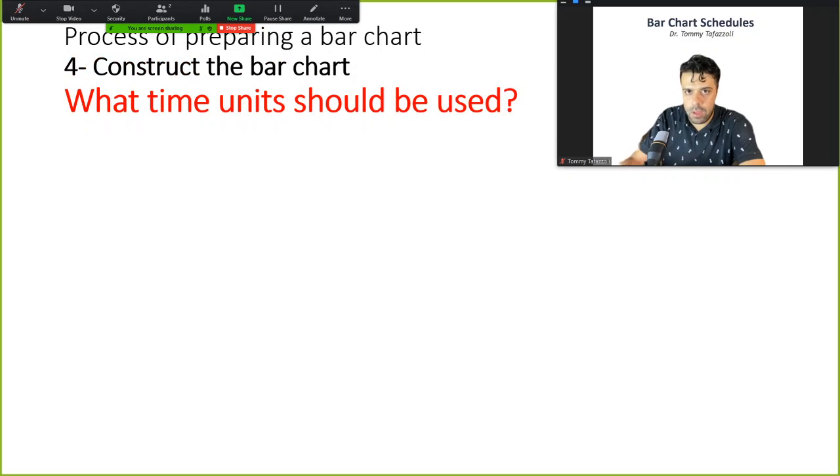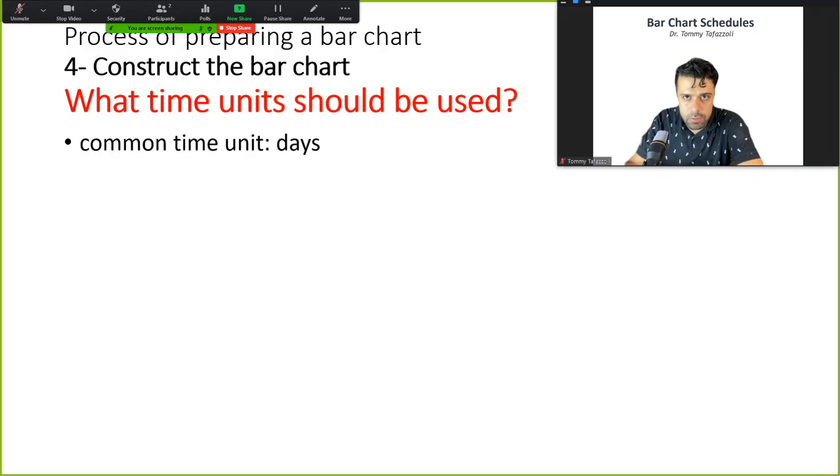So what time units should be used? The most common one is days. We always round up our estimated durations into days. For example, if something takes 3.7 of a day, we just say it takes 4 days to do it. That puts us on the safe side when we round up, because it creates a placeholder. If unpredictable things occur, then you have some time to recover.